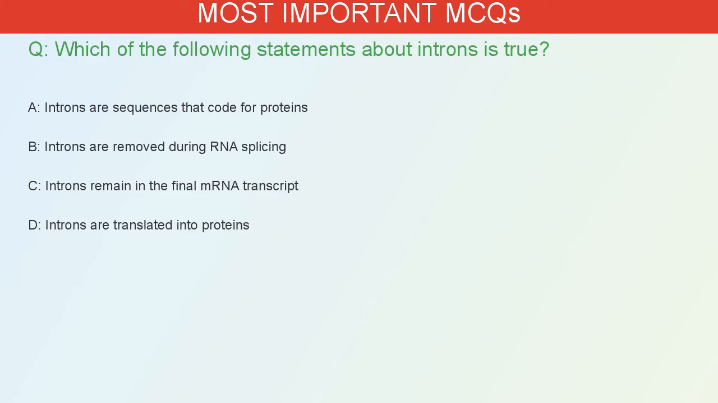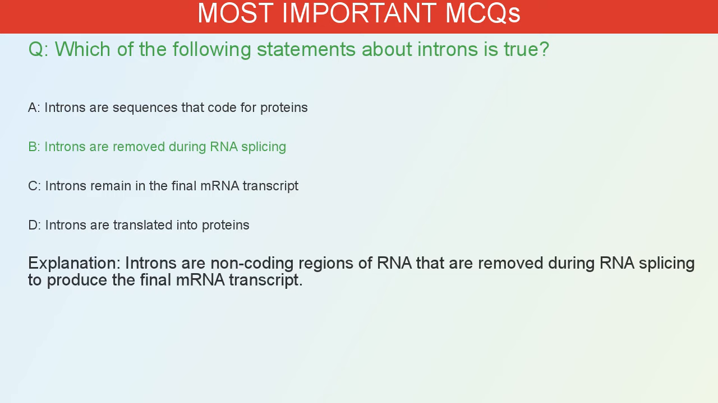Which of the following statements about introns is true? A. Introns are sequences that code for proteins. B. Introns are removed during RNA splicing. C. Introns remain in the final mRNA transcript. D. Introns are translated into proteins. The correct answer is B. Introns are non-coding regions of RNA that are removed during RNA splicing to produce the final mRNA transcript.